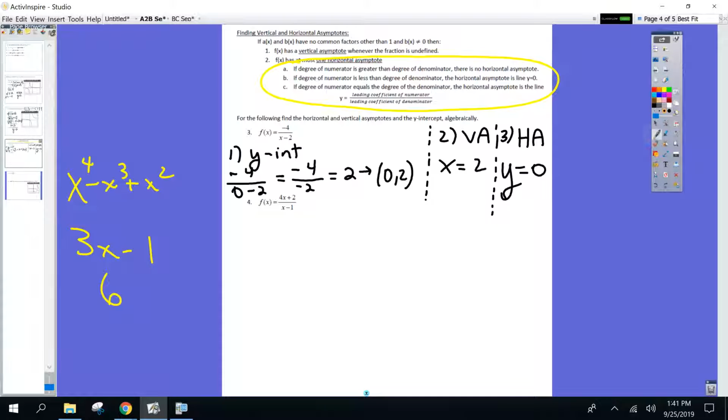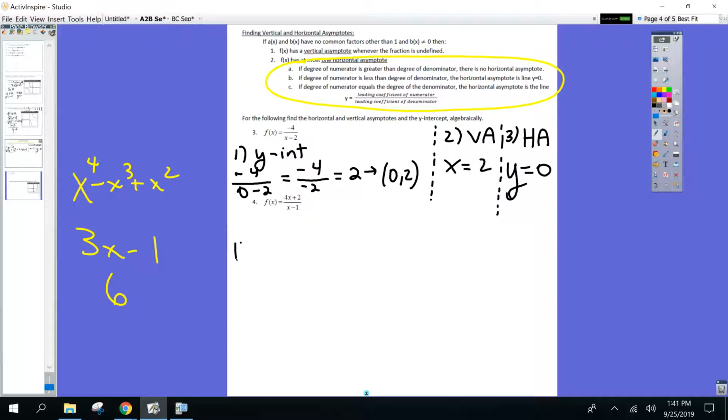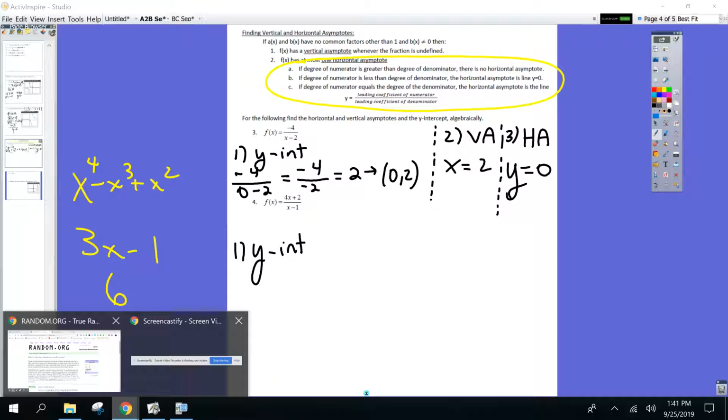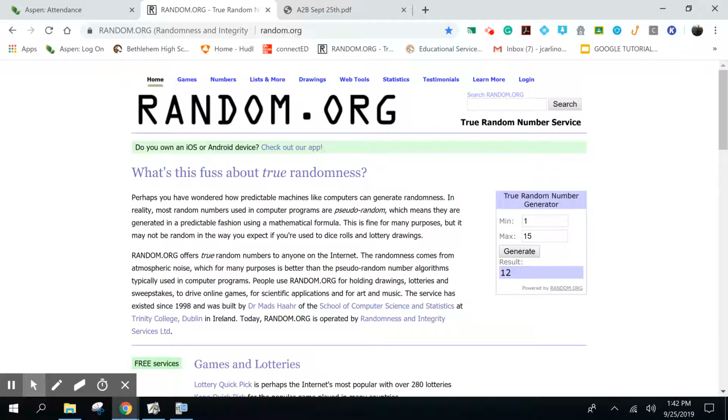Y-intercept first. I think hopefully you guys can find that on your own. So I'll give you a second to find it, and I'll ask for somebody. Y-intercept. Give me it as a point, not a number. What do you got? Y-intercept. Great job, as always.